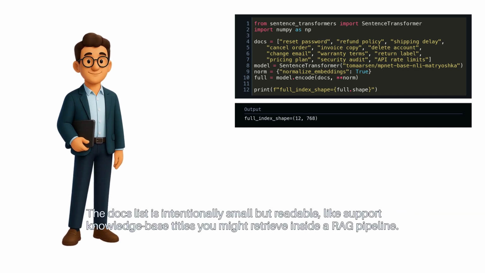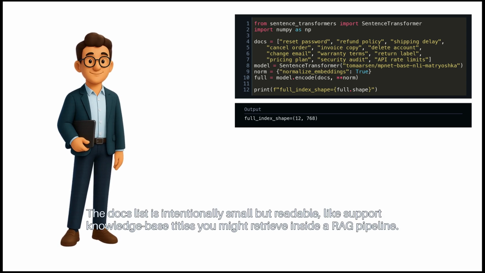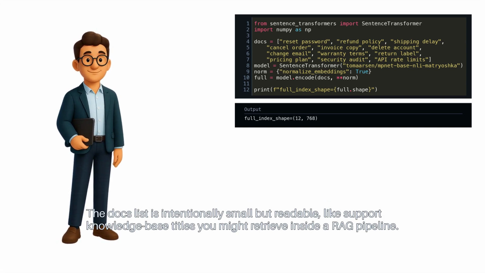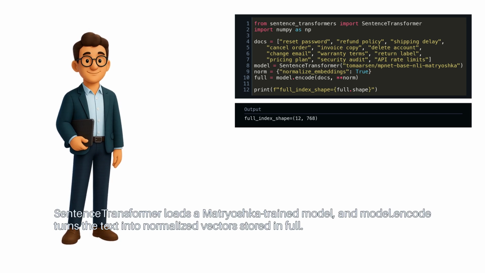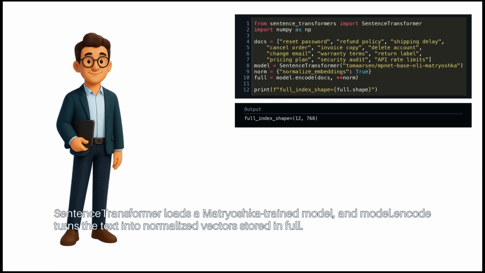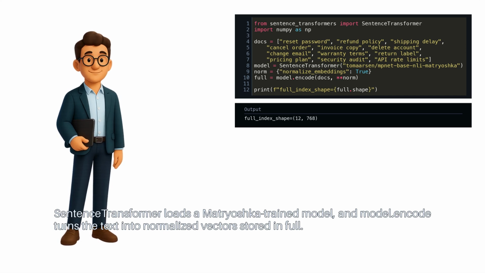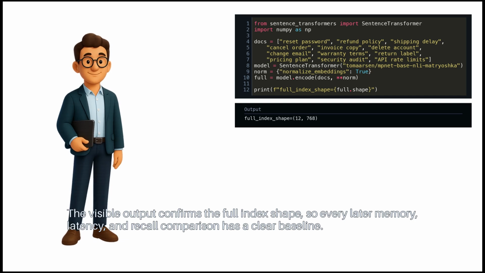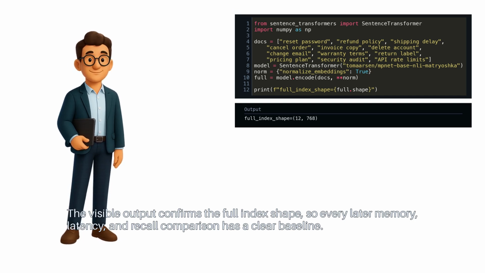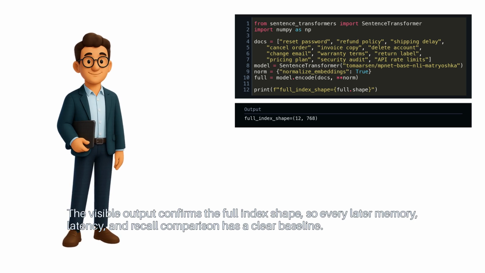The docs list is intentionally small but readable, like support knowledge-base titles you might retrieve inside a RAG pipeline. SentenceTransformer loads a Matryoshka-trained model, and model.encode turns the text into normalized vectors stored in full. The visible output confirms the full index shape, so every later memory, latency, and recall comparison has a clear baseline.